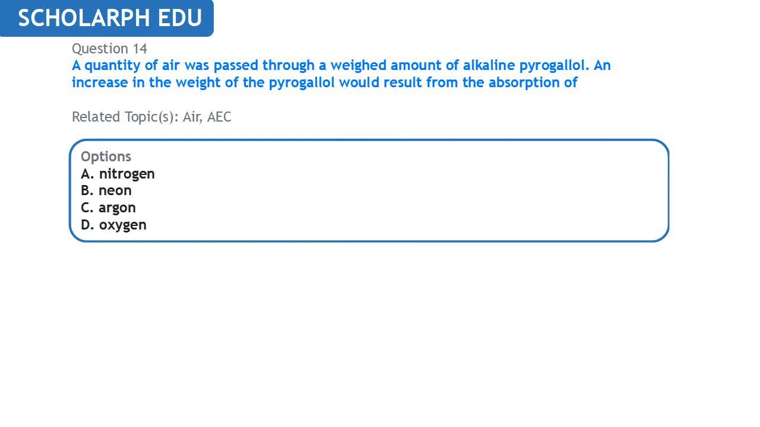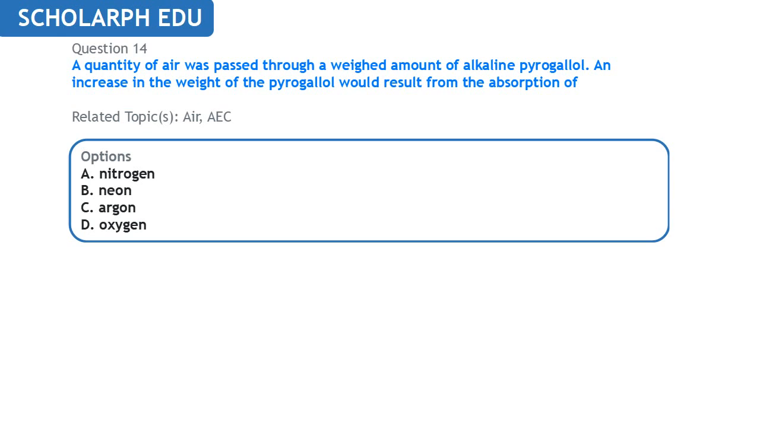Next, a quantity of air was passed through a weighted amount of alkaline pyrogallol. An increase in the weight of the pyrogallol will result from the absorption of... So air is a mixture of various gases. All of these gases are present in air: nitrogen, neon, argon, oxygen. We also have some other noble gases and carbon dioxide.